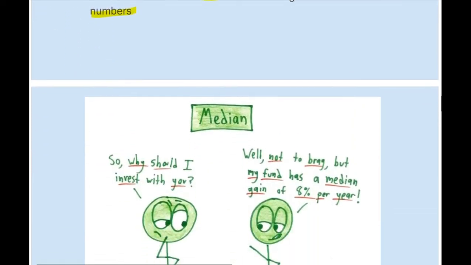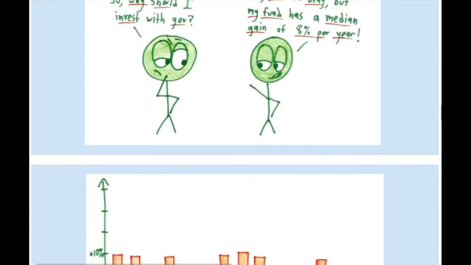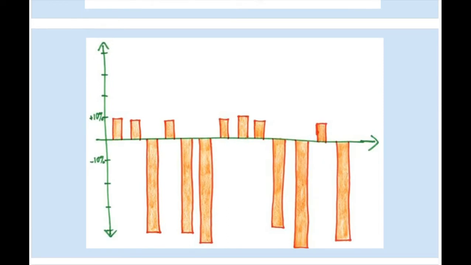So again, looking at that, well, why should I invest with you? Well, not to brag, but my fund has a median gain of 8% per year. So if you're investing, you want to be gaining money, and 8% per year is pretty good. However, when we look at all of the data points, if we were to order this, the median might be 8%. However, it is heavily outweighed, or we can see that there are a lot of losses over the year. So again, the median can also be misleading, even if it is correct.